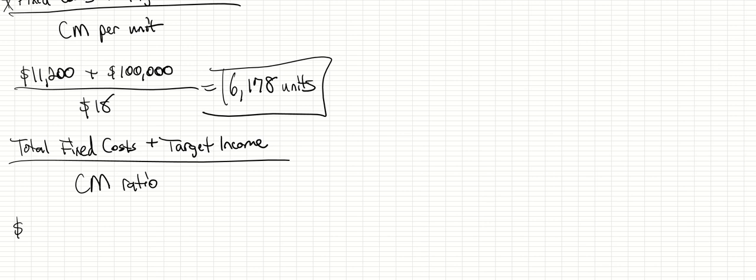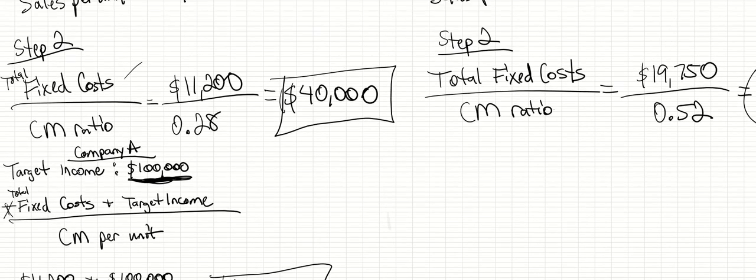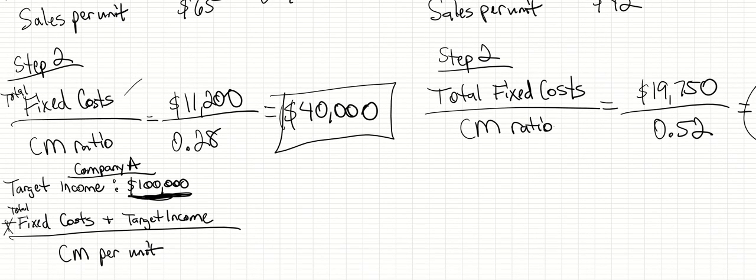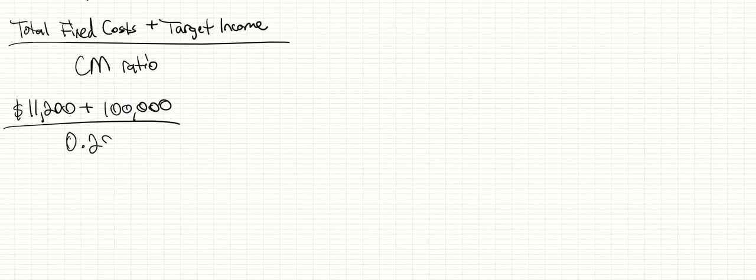So I'm going to do a plug-in. Total fixed cost is 11,200 plus 100,000, that's our target income. And we're going to divide it by our contribution margin ratio, which is 0.28 or 28%, right here. It's from step 2. Notice here at the top in the numerator, you have dollar amounts, 11,200 and 100,000. But the denominator is not a dollar amount. That's a percentage. That lets you know that we are computing dollar sales, actual amounts, not numbers.